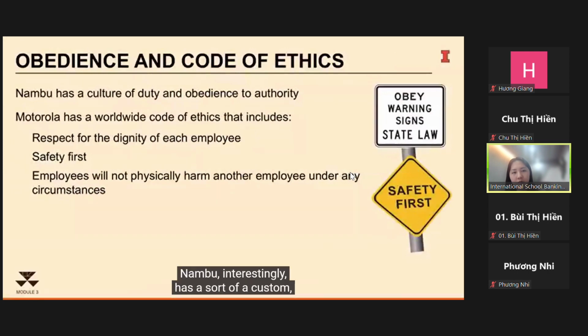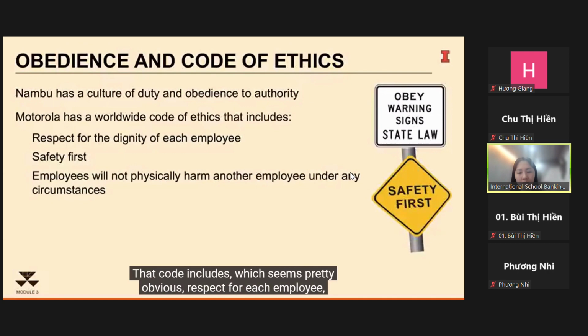Nambu, interestingly, has a sort of a custom, I would say, of duty and obedience to authority. And Motorola has a worldwide code of ethics that applies to all their companies. That code includes, which seems pretty obvious, respect for each employee, safety first, and third, and this is important in this case, employees will not physically assault or touch other employees.